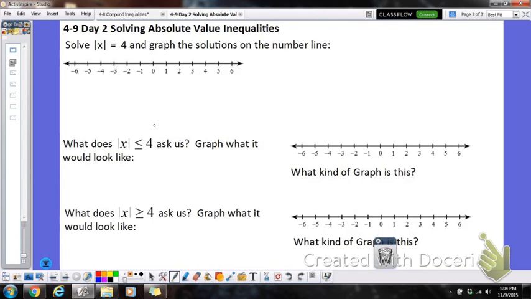Today's lesson, we're going to be talking about solving absolute value inequalities. And to do that, we're going to first look at the absolute value of x is equal to 4. And we're going to graph those solutions on the number line.